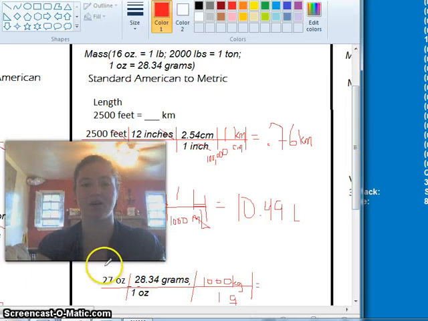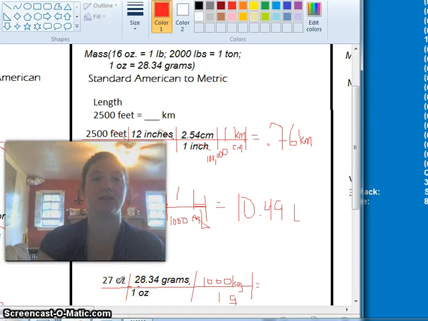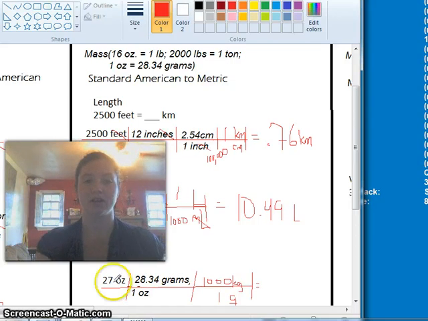So mass, if I start with 27 ounces and I want to get to kilograms. So I take my 27 ounces and I need to find a conversion factor that takes us from ounces to metric. So we do have from ounces to grams. So I take my 1 ounce and I'm going to put it on the bottom so that my ounces will cancel out. And I have 1 ounce is 28.34 grams. So I put that 28.34 grams up here at the top. Well, now I want to cancel out my grams. So I'm going to get rid of my grams. I'm going to put grams at the bottom.